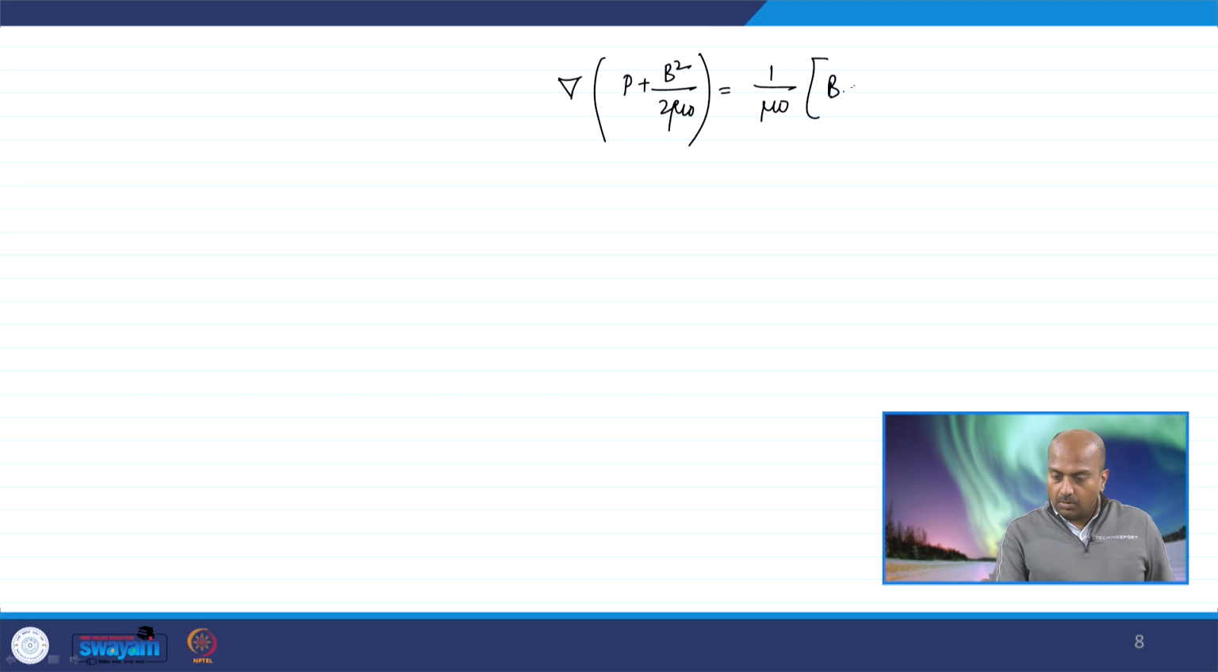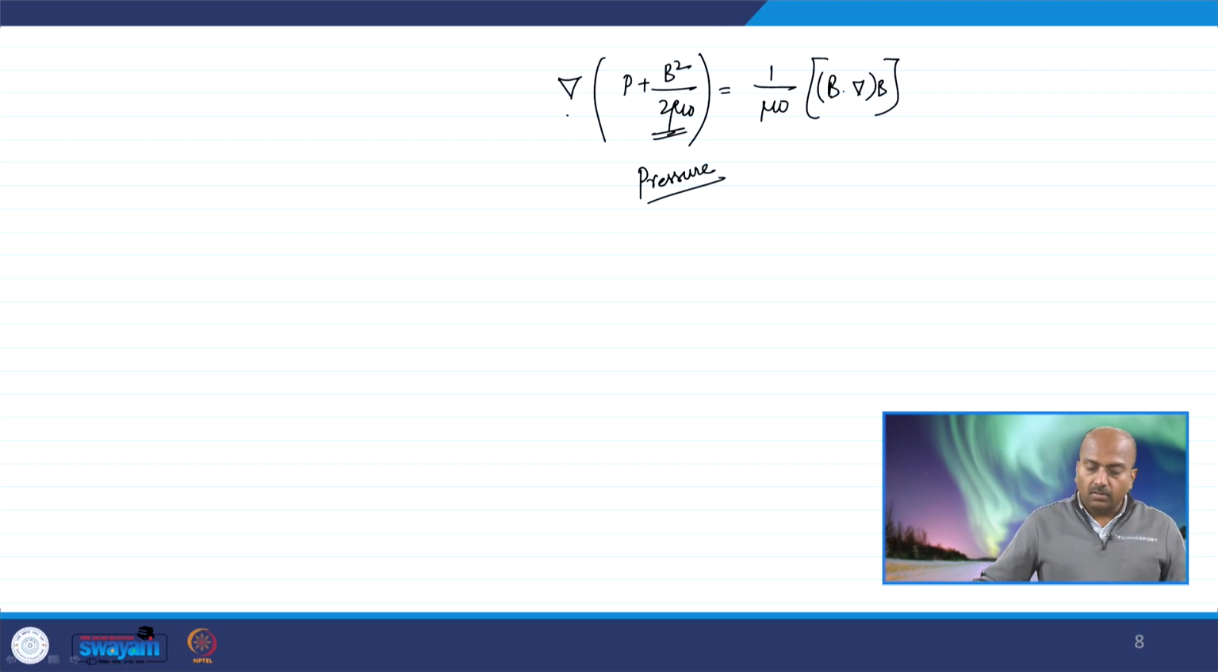Rearranging the terms, we can write del of P plus B square by 2 mu naught is equal to 1 by mu naught times B dot del times B. This term that appears on the left hand side, P plus B square by 2 mu naught, should be in the dimensions of pressure, right?